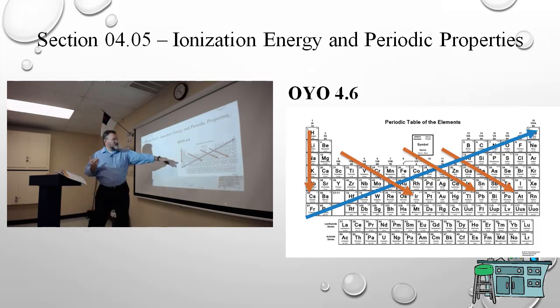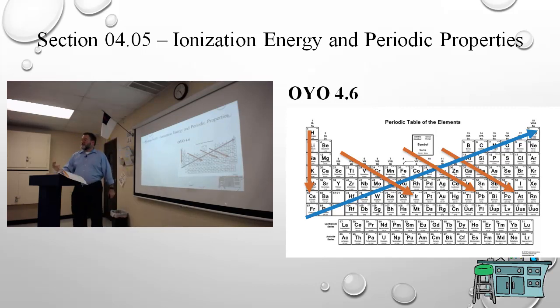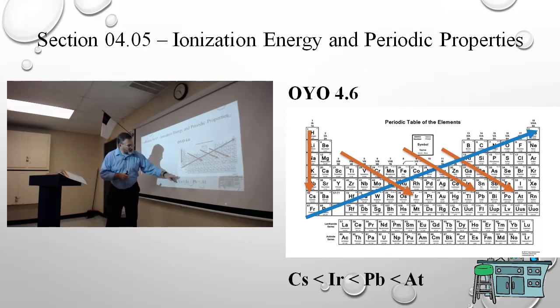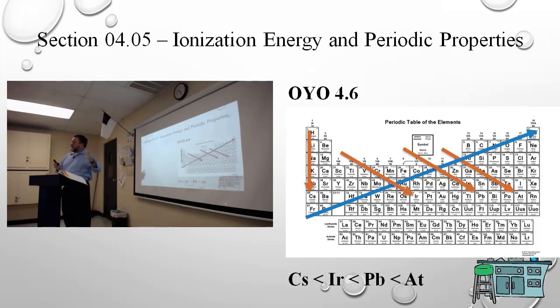CS. I'm going to start with CS. The next one? IR. The next one? Lead. And the next one? Astatine. We're going to write that like this. See? The ionization energy for CS is less than the ionization energy for IR, which is less than the ionization energy for lead, which is less than the ionization energy for astatine. And that's how we show this.